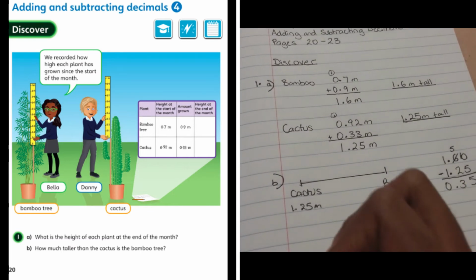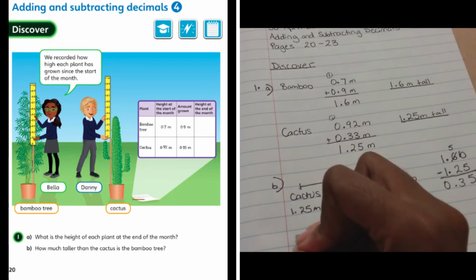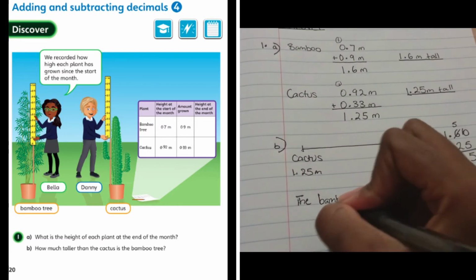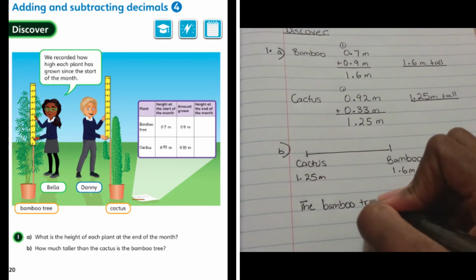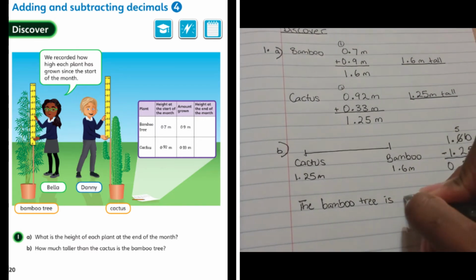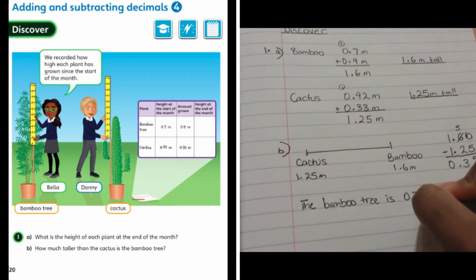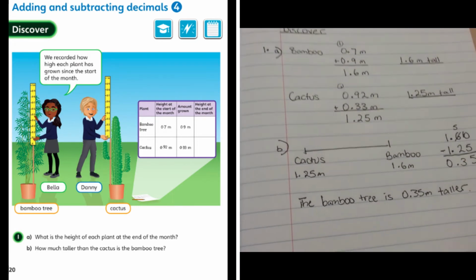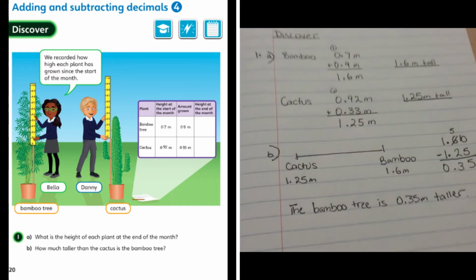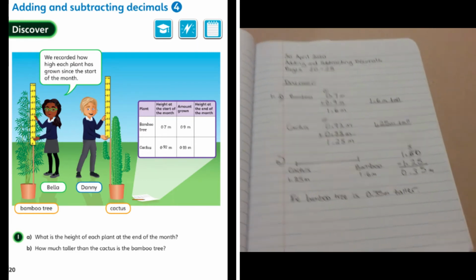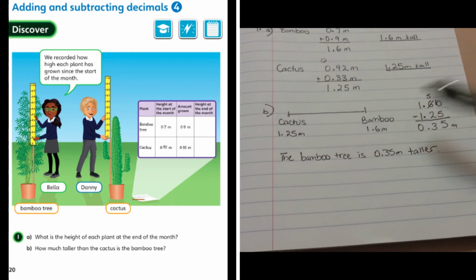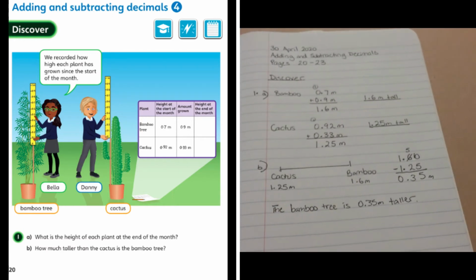So the bamboo tree, let me write a sentence. The bamboo tree is 0.35 meters taller. There we go. So I took my notes when I needed to. I did some little illustrations just to help me understand, and my book is nice and tidy.